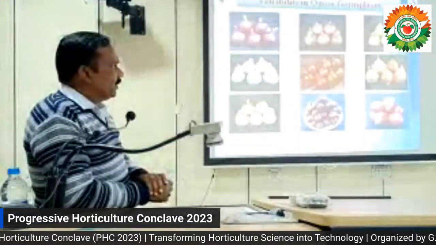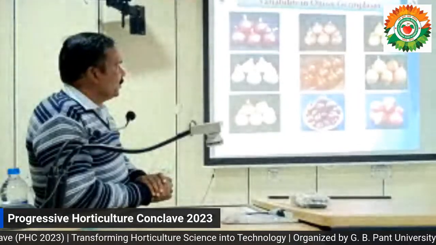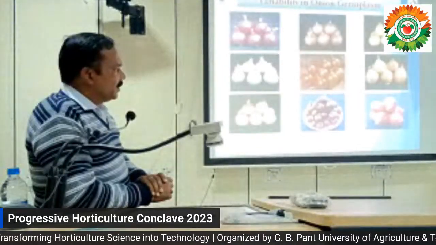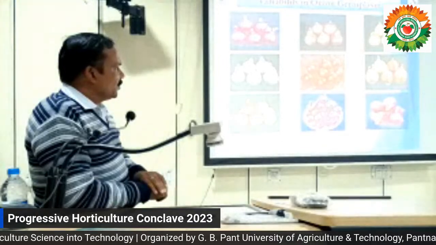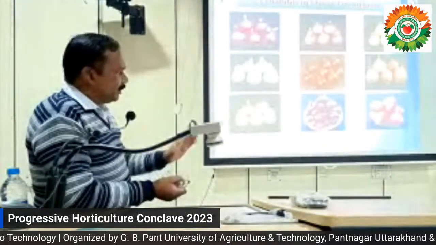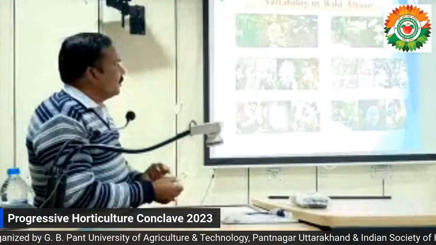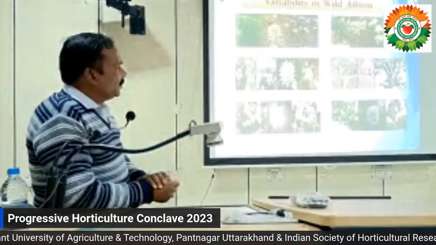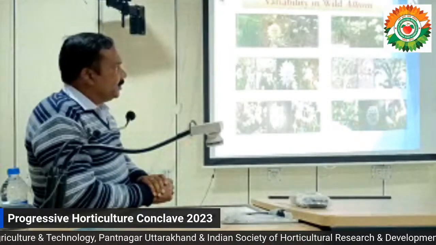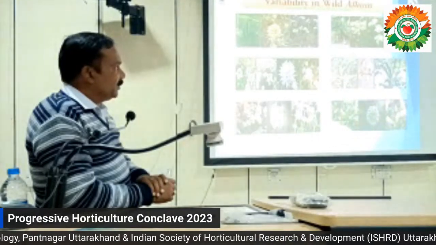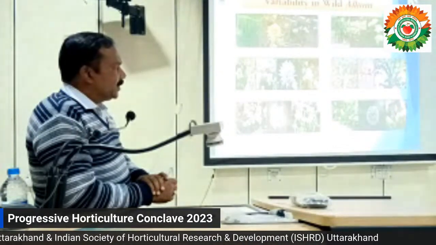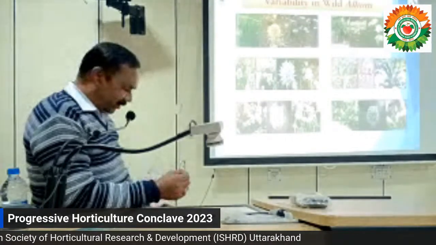This slide shows the variability available in the germplasm, like dark red to white, yellow type, multiplier type, rose type also. This slide also shows variability available in the wild germplasm, because wild germplasm has some specific features which can be transferred into the cultivated lines.